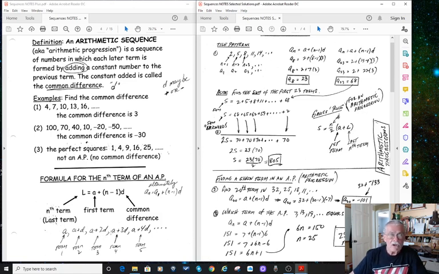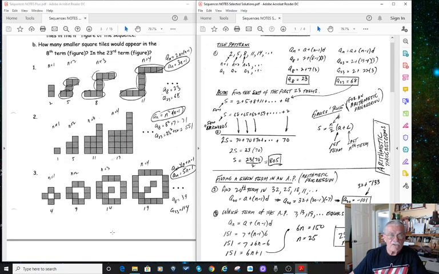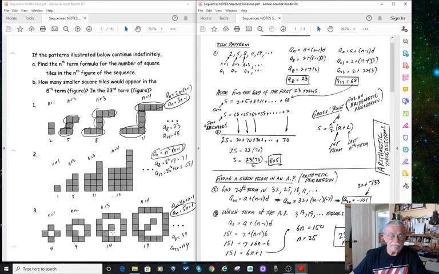Okay, so with that in mind, let's look at an interesting example. Now, not all the examples are going to be numbers, but we can often pattern them after numbers. So if the patterns illustrated below continue indefinitely, notice the dots, the dots, the dots. That means it goes on forever and ever. Okay? Find the nth term formula for the number of square tiles in the nth figure of the sequence, and in particular, find the 8th and the 23rd.